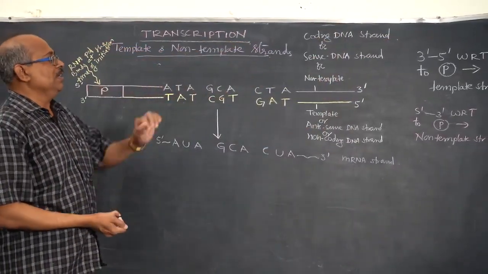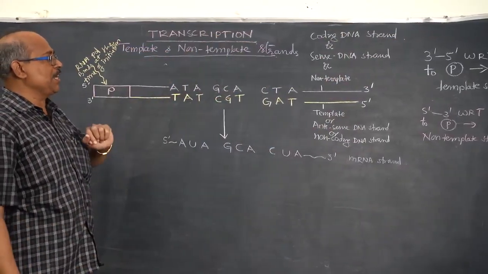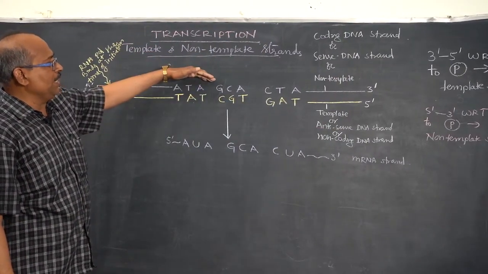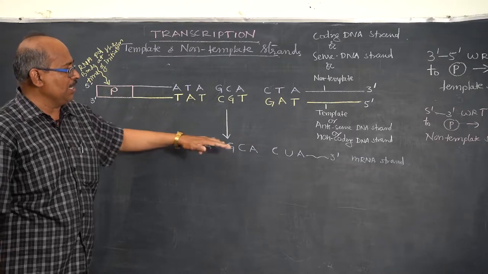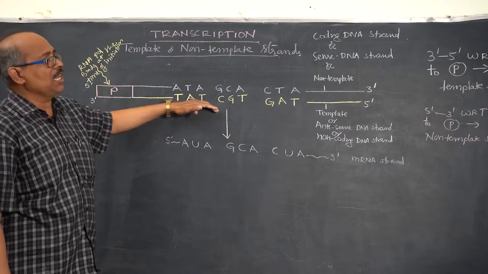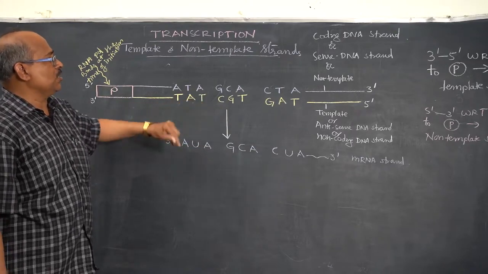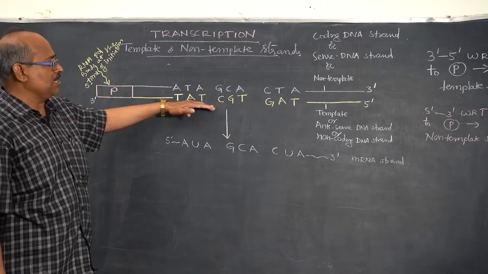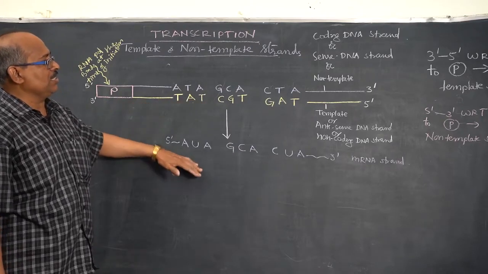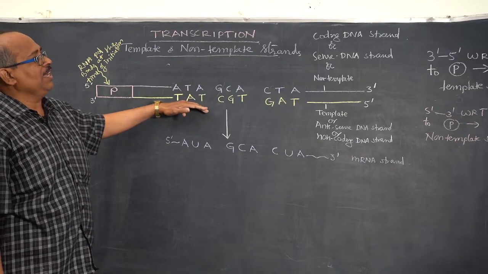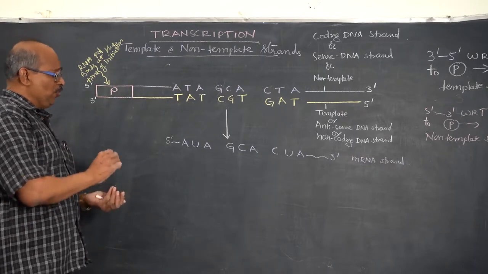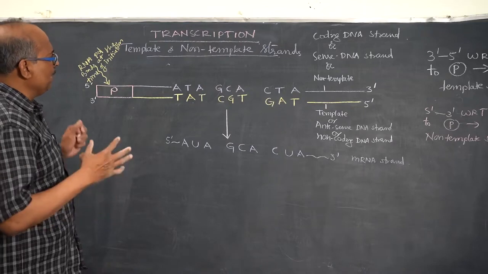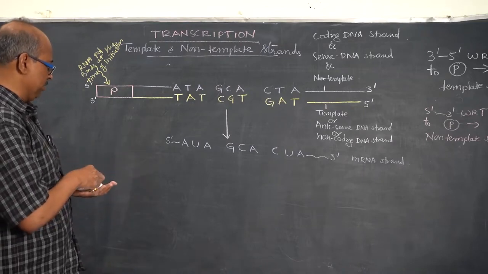So again, it's called as coding DNA strand because its nucleotide sequence is identical to the RNA sequence except that T's are replaced by U's. It is called sense DNA strand because its orientation is exactly same to that of the RNA strand. The next thing that we can do here is we can identify codons.